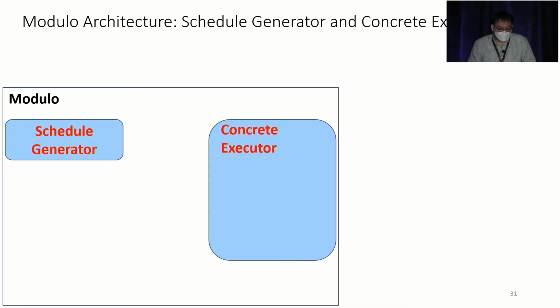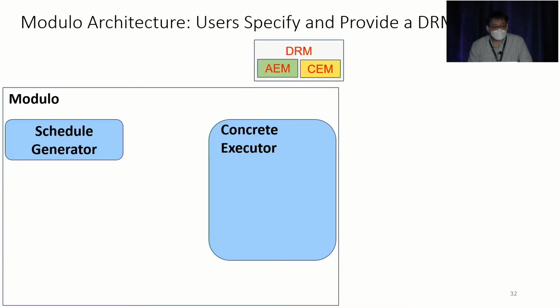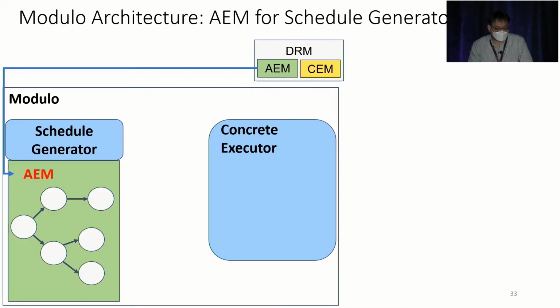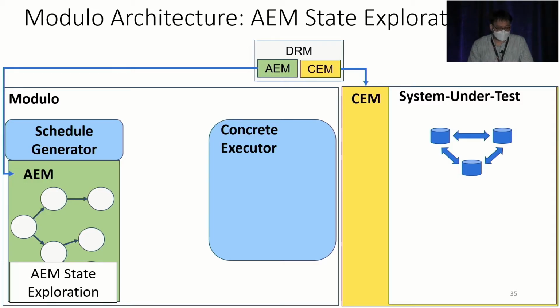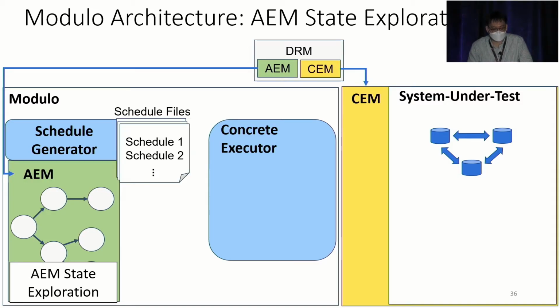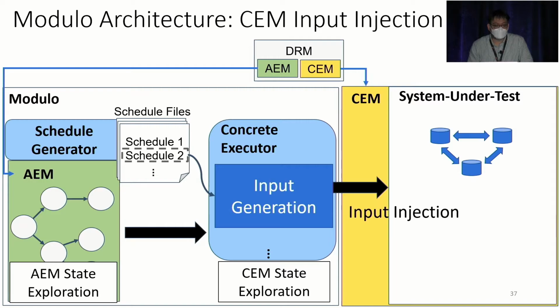Modulo's architecture is pretty simple. It has two components, the schedule generator and the concrete executor. The user must specify and provide a DRM, including AEM and CEM. AEM is given to the schedule generator. CEM is given to the concrete executor, and CEM is essentially a system under test wrapped by a control layer. The schedule generator explores the AEM's state space and produces schedule files containing a bunch of schedules. The concrete executor takes each schedule and executes it by generating input based on it and injecting those inputs into the system under test via CEM.